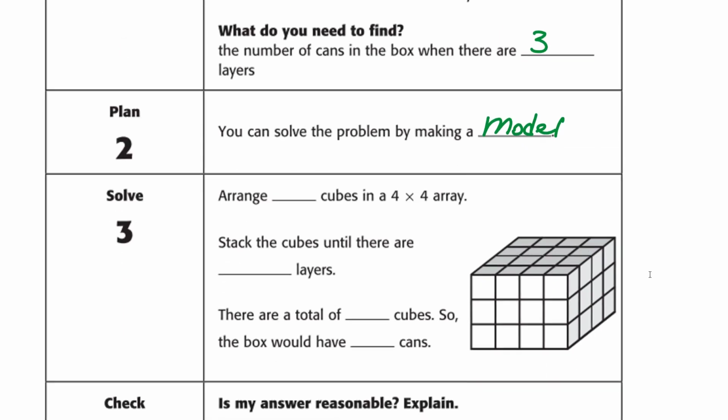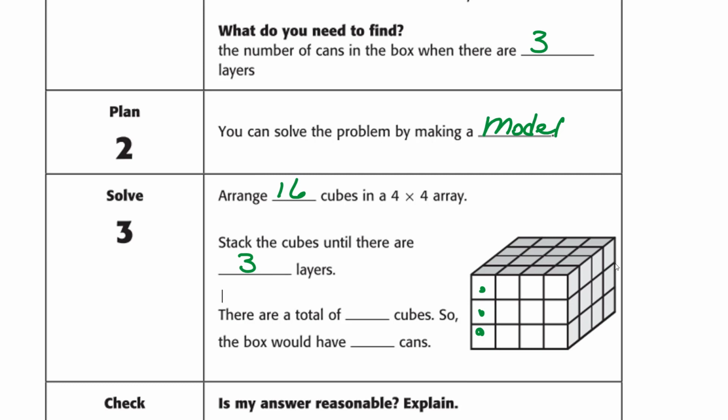Okay. Arrange blank cubes in a 4x4 array. Well, we've already said it, right? And they love to repeat things. How many cubes do we need, guys? 16 cubes in a 4x4 array. Just say what's 4 times 4. That's how come I hate them, because it's just repeating. Okay, stack the cubes until there are how many layers, everybody? 3 layers. They repeat things several times. We use it sometimes.